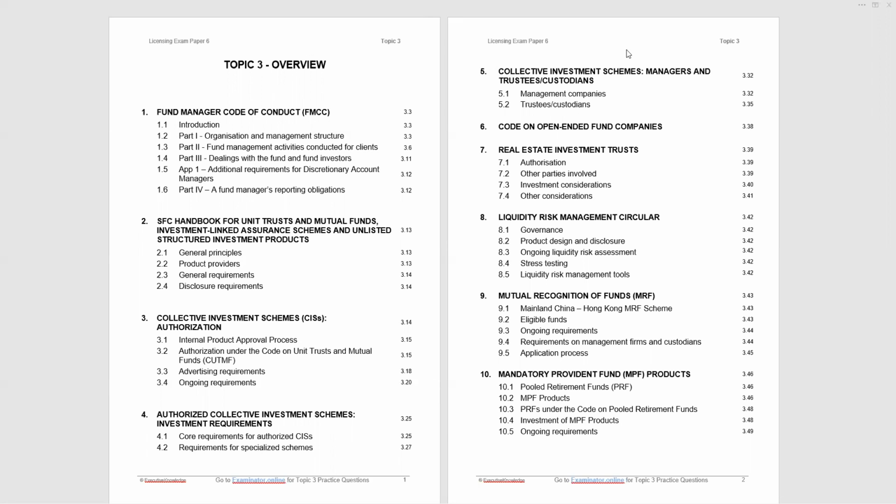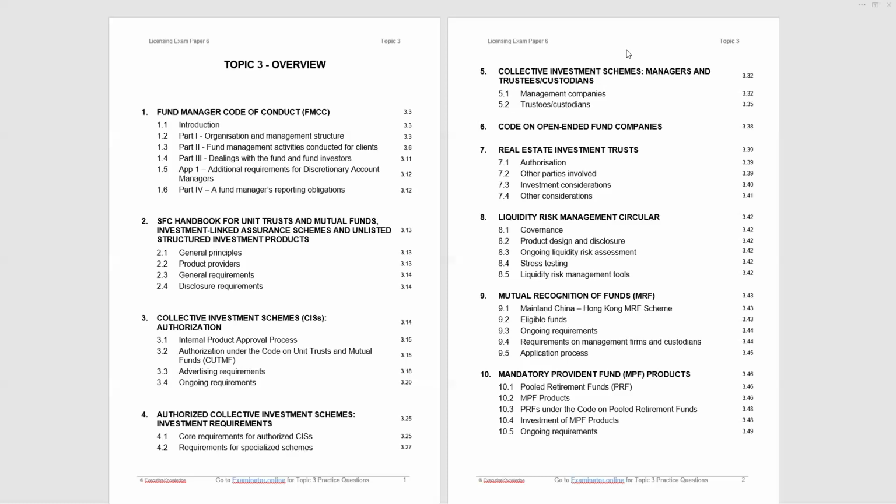Section 5 looks at the major players in collective investment schemes, the management companies, trustees, custodians. Then section 6 is a code on open-ended fund companies. And I've already highlighted in topic 2 that open-ended fund companies are a relatively new addition to entities in Hong Kong. You register them through the SFC. They're vehicles for funds, and the paper 6 does address these. So the code on open-ended funds is important material.